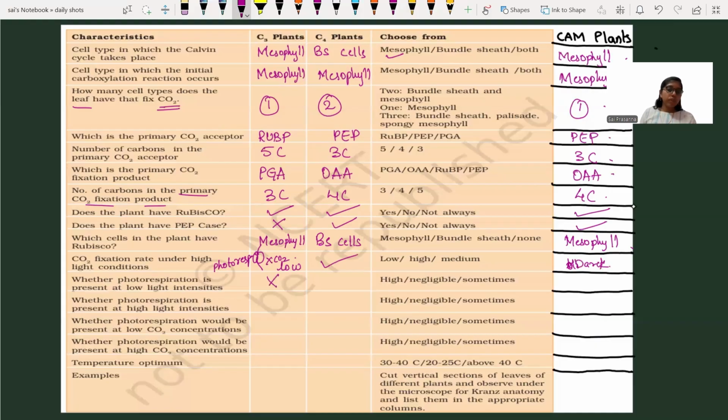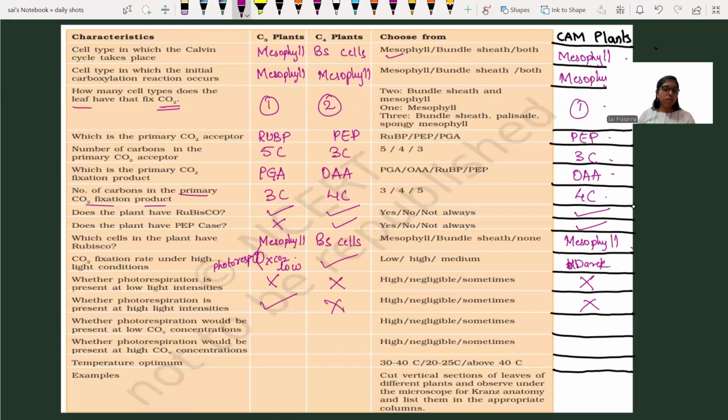Okay. And whether photorespiration is present at low light intensities? No. Photorespiration takes place in C3 plants at high light intensities, not at low light intensities. Here photorespiration is not happening. Whether photorespiration is happening at high light intensities? Yes. Here no. And here also no, as they have an adaptation.